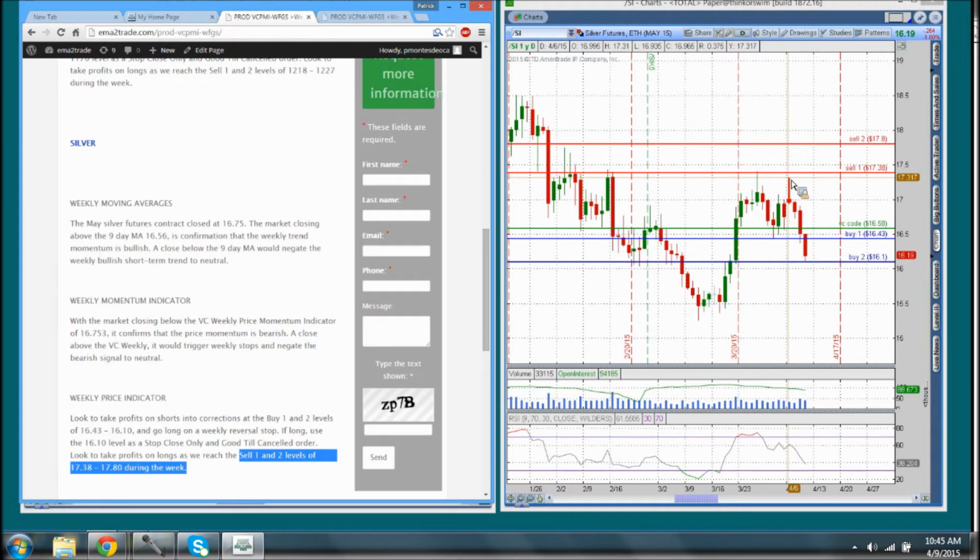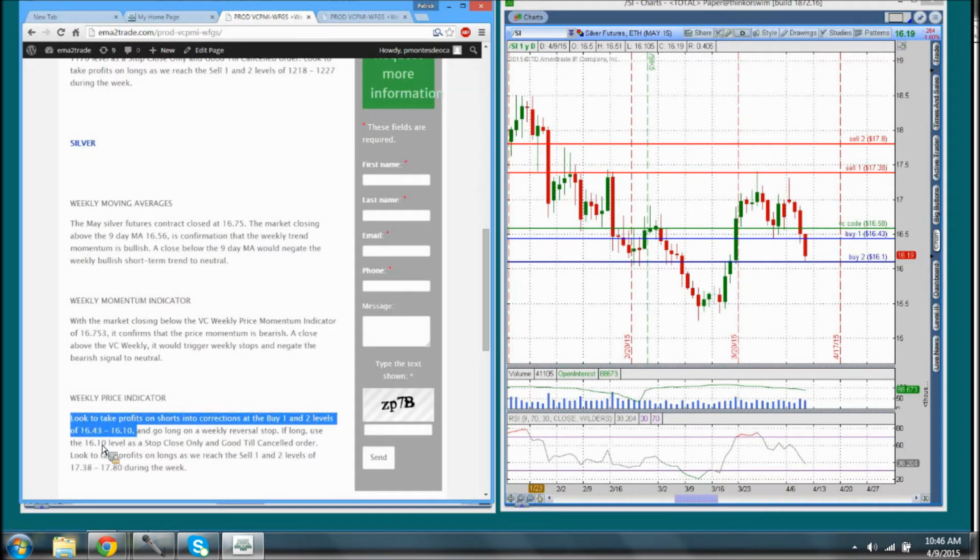From the high that we made of 1731 on the 6th, you obviously have seen the market come down rather rapidly into this level of support that was identified on the weekly VC indicator of 1643 to 1610. The low today was 1610.50, and the buy 2 level there was pretty close enough that it activated a signal, a new setup there at the B2 level.